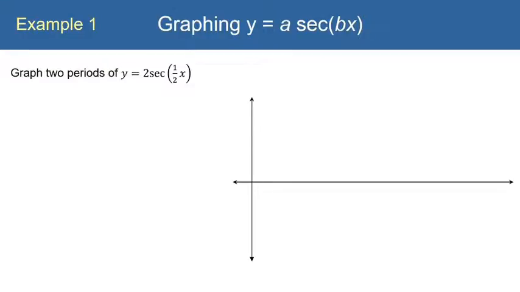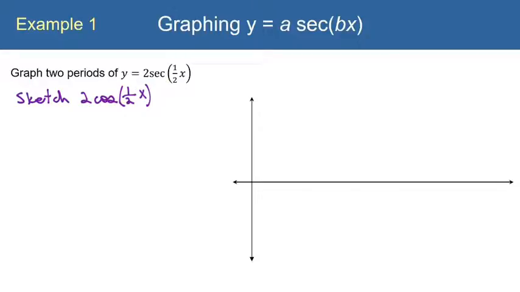Okay, so first of all, this is secant, so we know that our guide graph is going to be 2 cosine of 1/2 x. You see, the only thing that changes is the function changes. The 2 is still there and the 1/2 is still there.